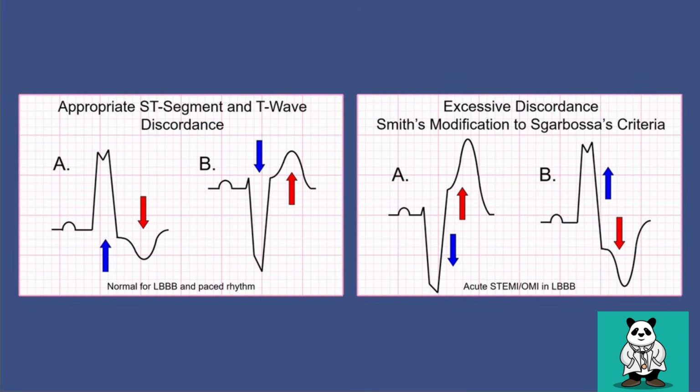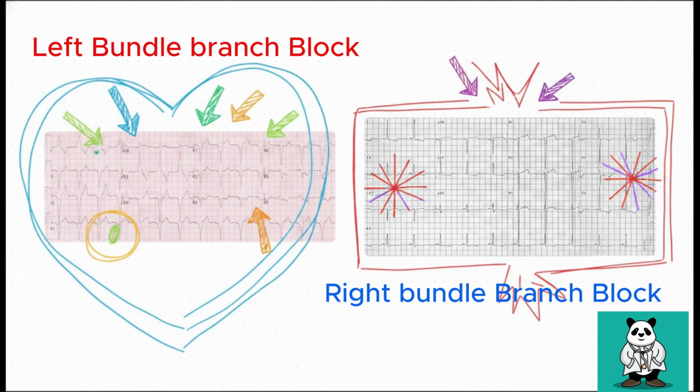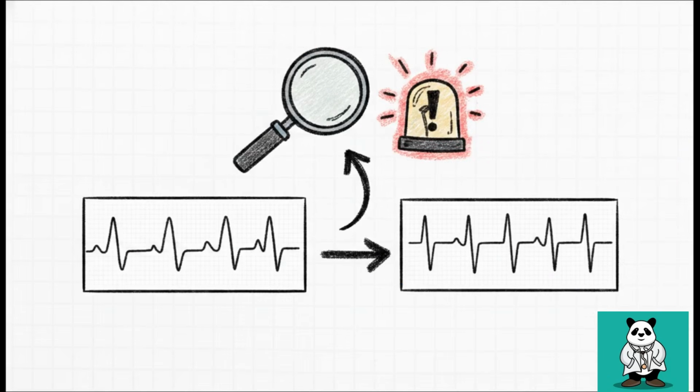Let's think about how this builds across different blocks. If we look at a left bundle branch block, following our discordance rule, we see the expected T-wave inversions in the lateral leads, I, AVL, and V5 through V6. Compare that to a right bundle branch block. In that case, the discordant T-wave inversions show up in the right precordial leads, meaning V1 through V3. It matches perfectly.